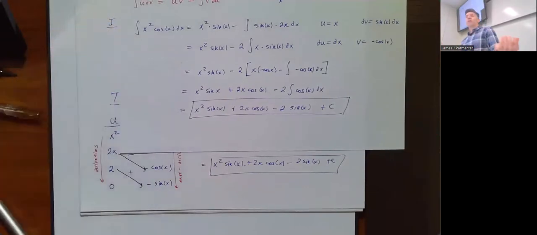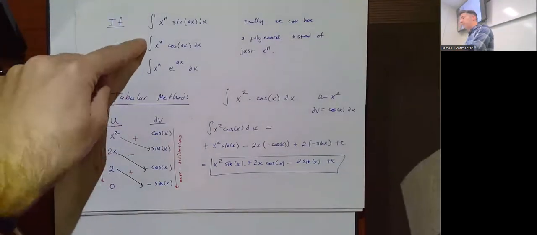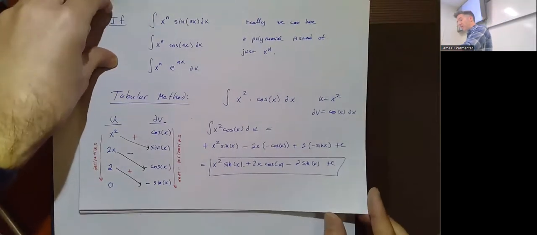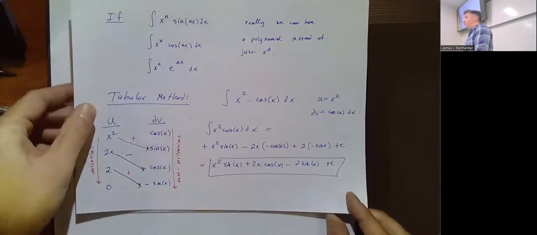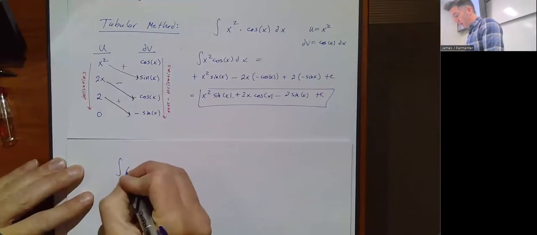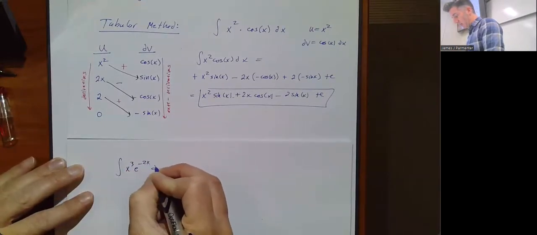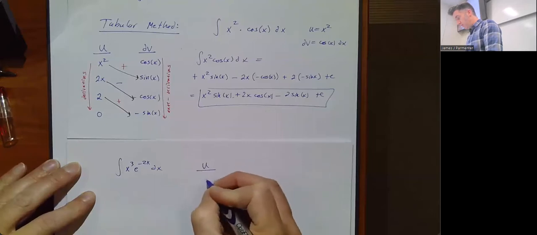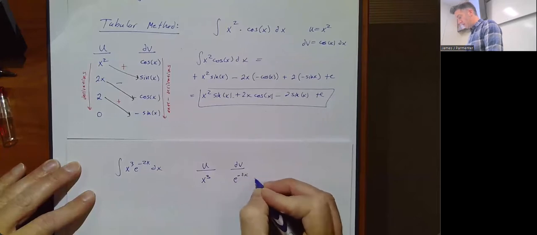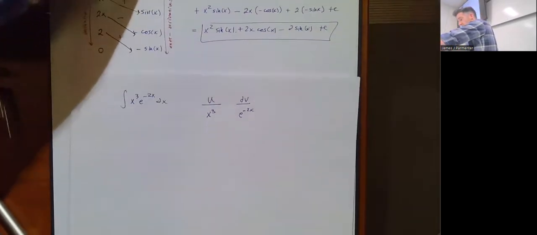So this is a shortcut for having to do repeated integration by parts for only these types of integrals. It does not work for any other type of integral. But if you see something like, for example, if on your homework you had to do the integral of x cubed e to the negative 2x, instead of doing all the terrible three integrations by parts we just did, you can say, okay, the integral of x cubed e to the negative 2x dx, our u would be x cubed. Our dv would be e to the negative 2x. And then we make our table.